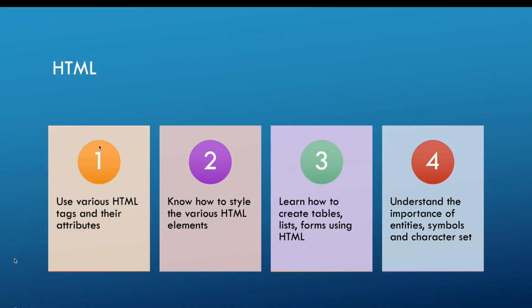Now HTML contains various tags and their attributes. So we will understand what is the difference between a tag and an attribute. And we will also know what the different styles are and how to write the styles in HTML. And we will use some HTML tables and forms, and then understand the importance of entities and symbols, like how we can include the copyright symbol, @ symbols, and the character sets.